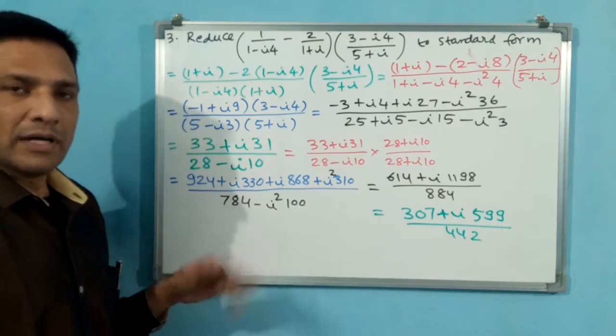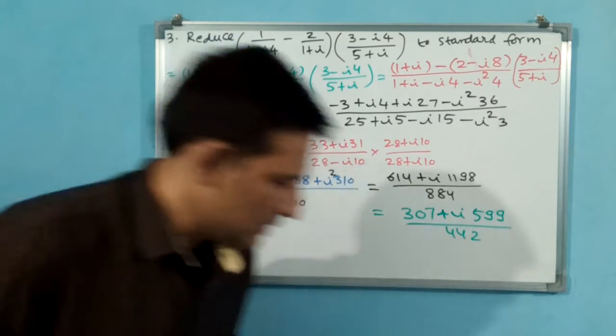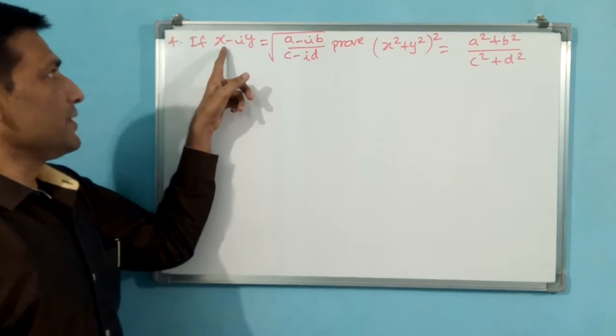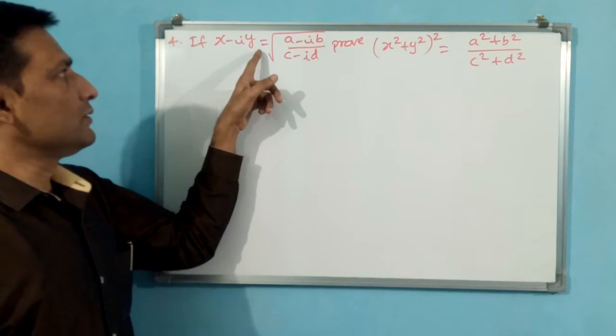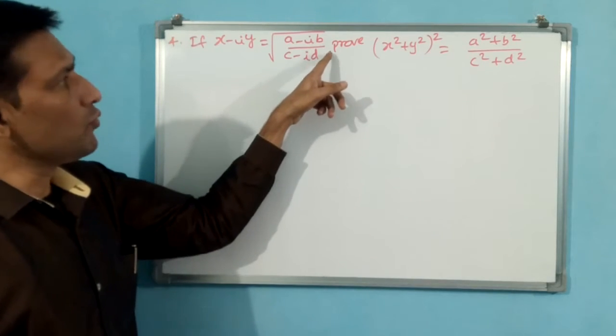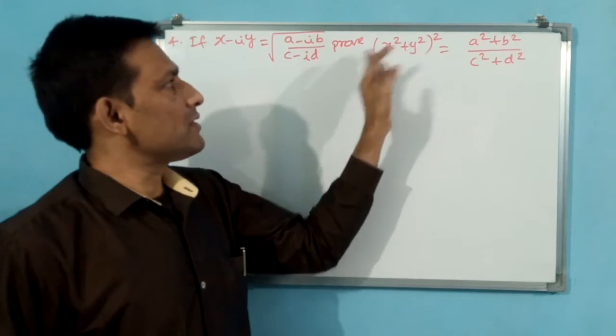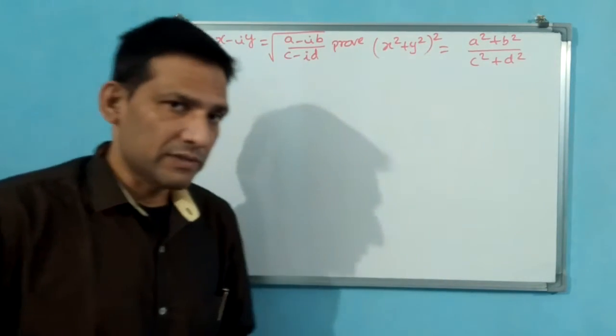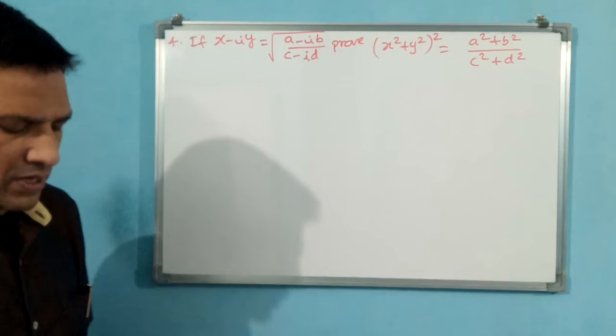This will be your third question. Let us go for the fourth question. See the fourth question. If x minus iy is equal to the square root of (a minus ib) by (c minus id), prove that (x square plus y square) whole square is equal to (a square plus b square) by (c square plus d square). Okay, this you have to prove.